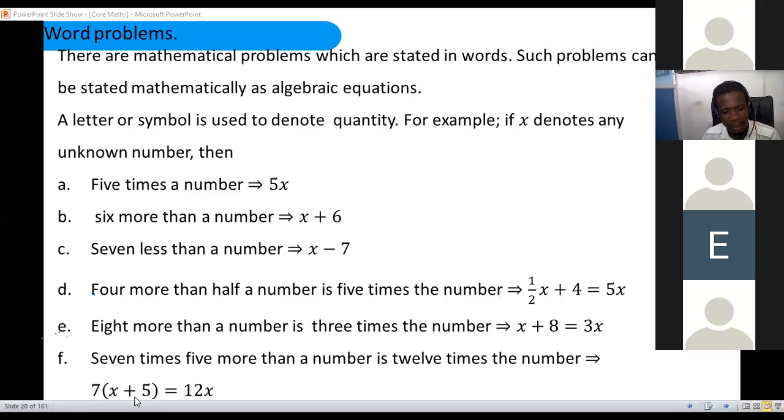Then 7 times 5 more than a number is 12 times the number. So 12 times the number is 12x. Please, any question?